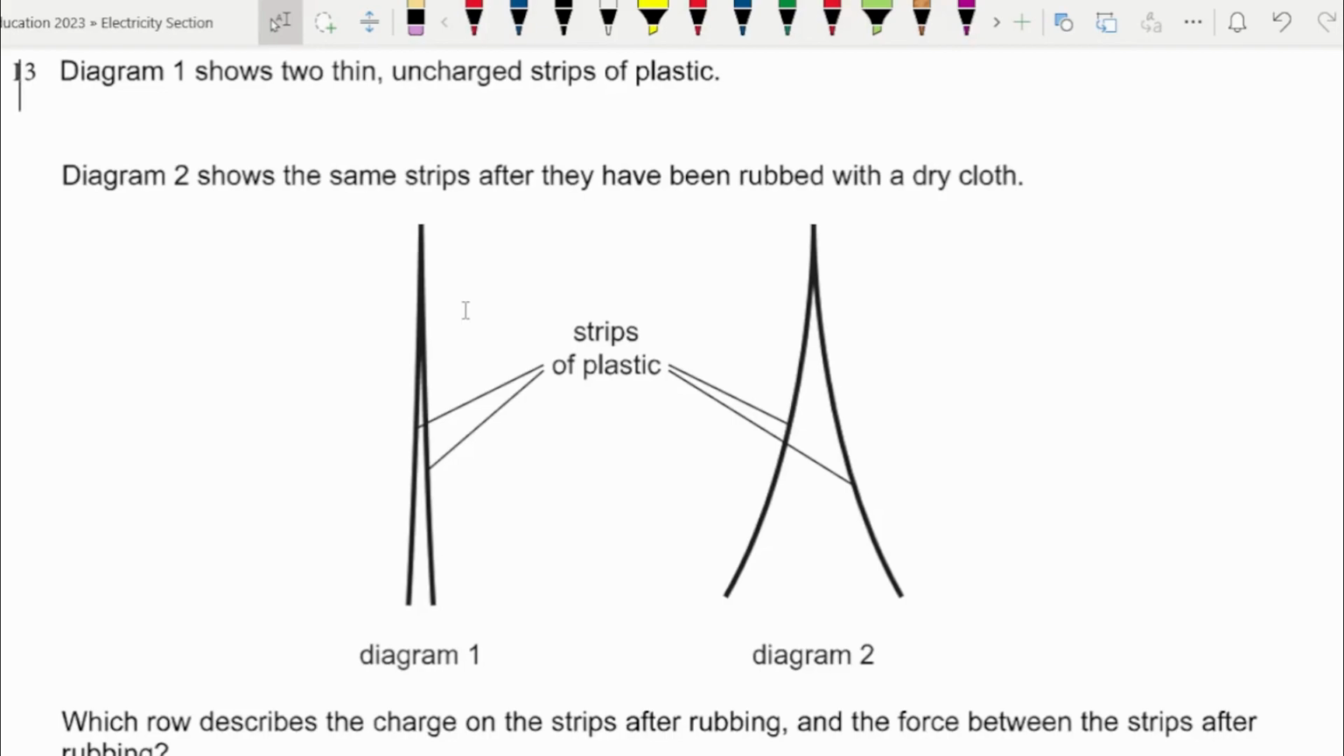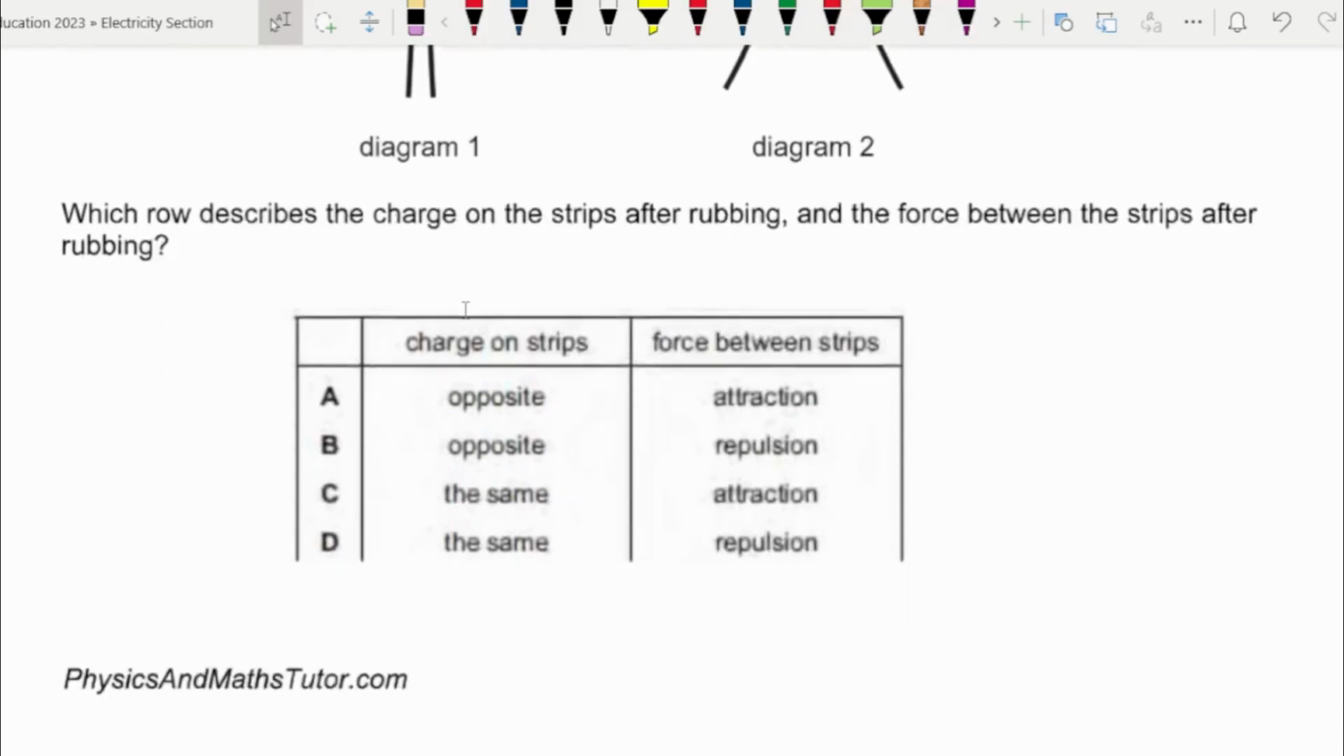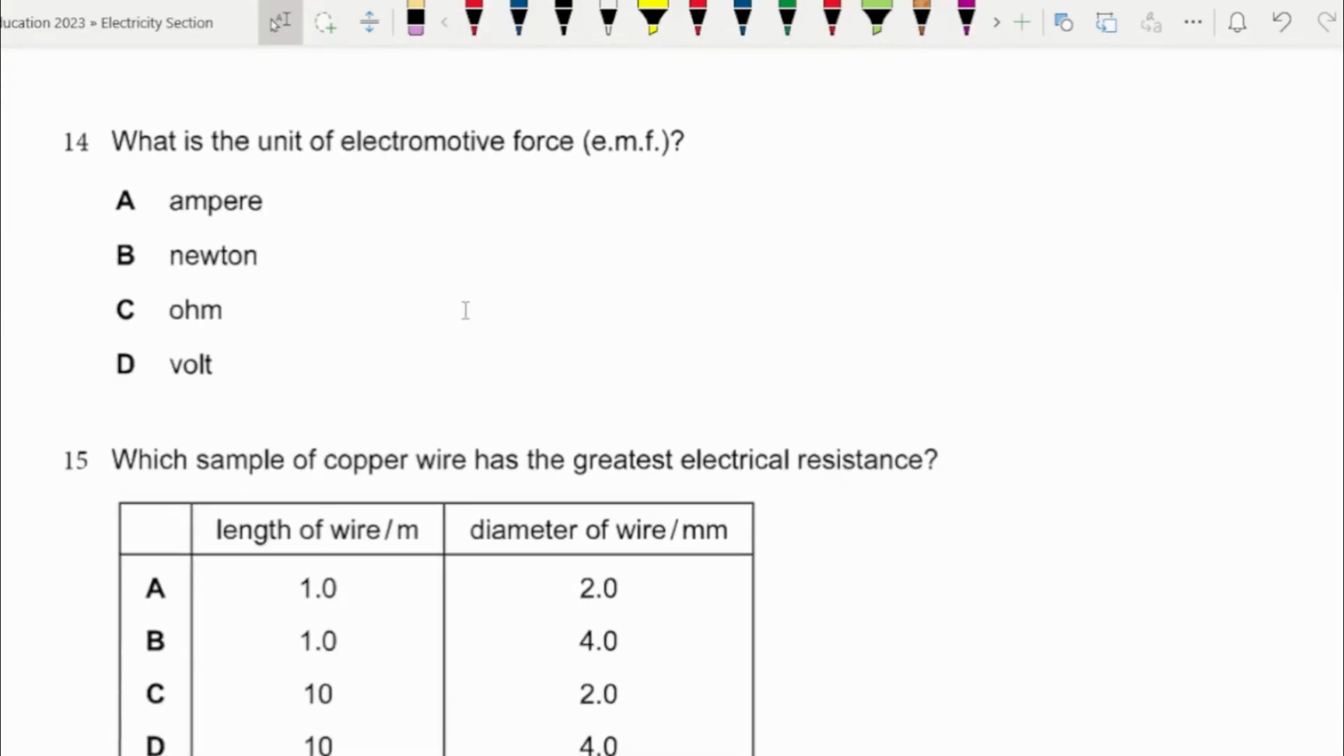Over to the next one. Diagram 1 shows two thin uncharged strips of plastic. Diagram 2 shows the same strips after they have been rubbed. Okay, this one is from static electricity. Let's skip it for a while. Then we have the next one.